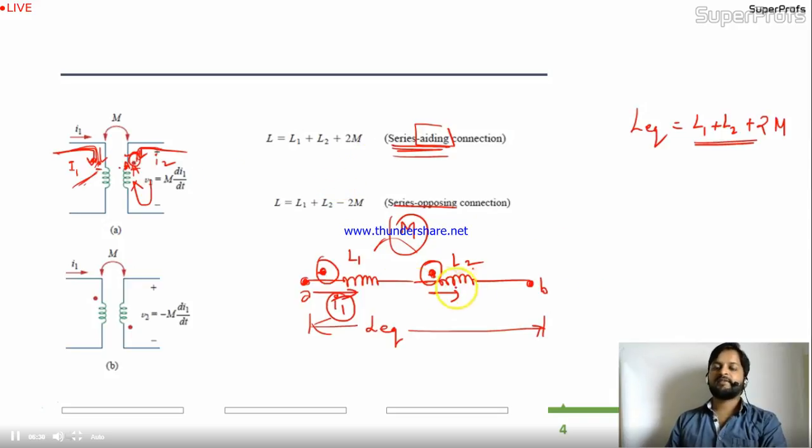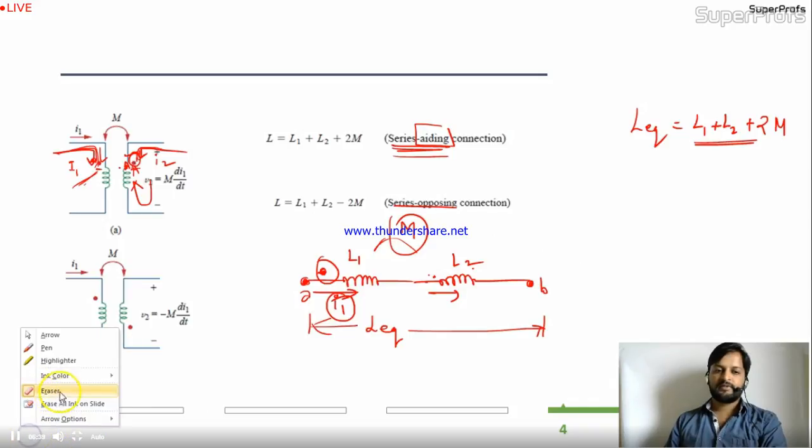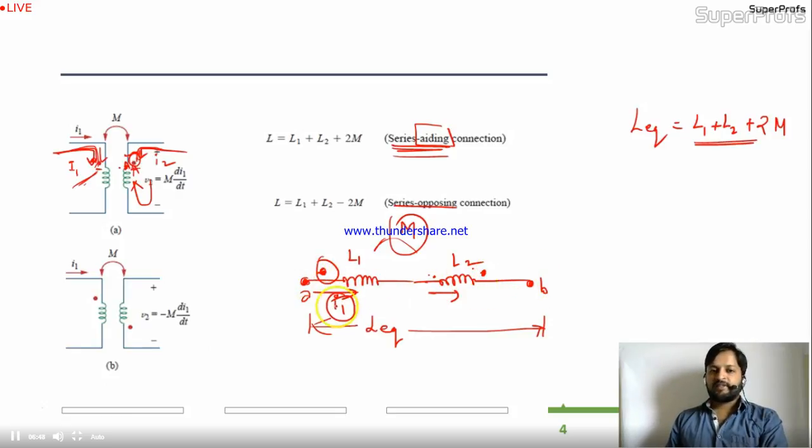But suppose they are in series opposition. Series opposition means instead of this dot, we are having another dot over here. For the same circuit, current I1 is flowing. For L1 the current is facing the dot at the entering stage, but for L2 the current is facing the dot at the outgoing stage. So they are connected in series opposition. When two inductors are connected in series opposition, the equivalent is given by L1 plus L2 minus 2M. I hope this is clear to you.